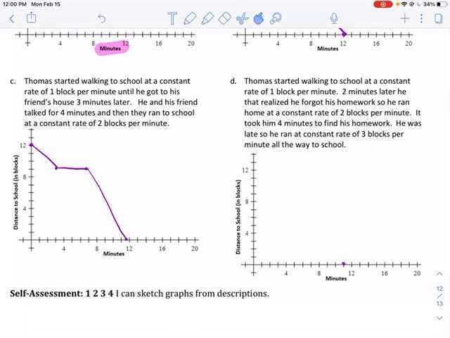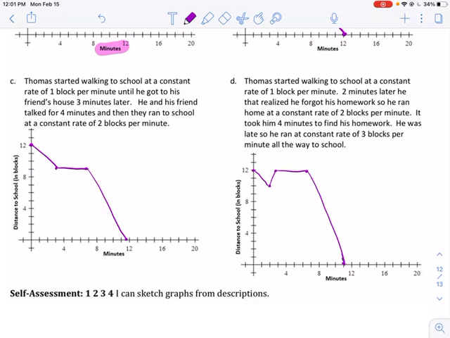Then for D, he started walking to school at a constant rate of 1 block per minute. 2 minutes later, he realized he forgot his homework. So he goes 2 blocks in 2 minutes. So he ran back home. And then it took him 4 minutes to find his homework. So he's at 7 minutes now. And then he was running late, so he ran at a constant rate of 3 blocks per minute all the way to school. We're at 7, so he gets there in 4 minutes. So that's what his graph should look like there.